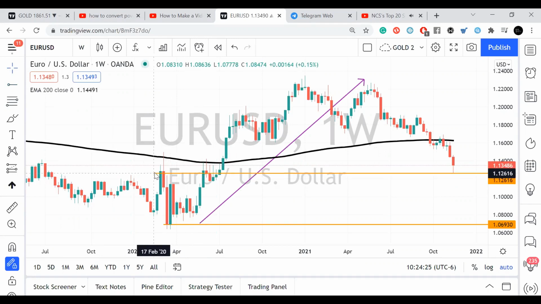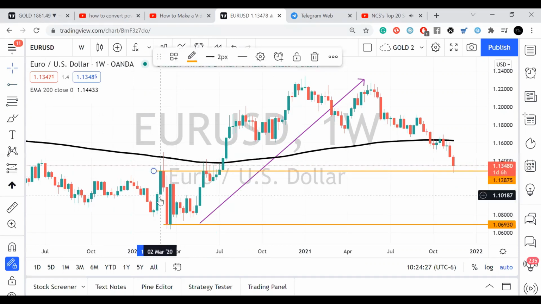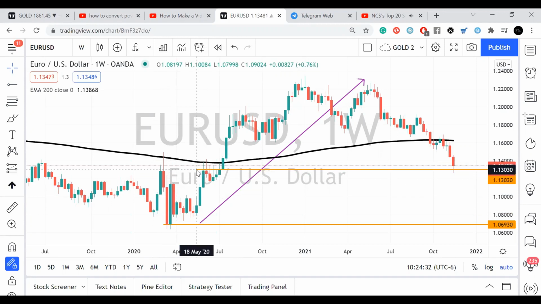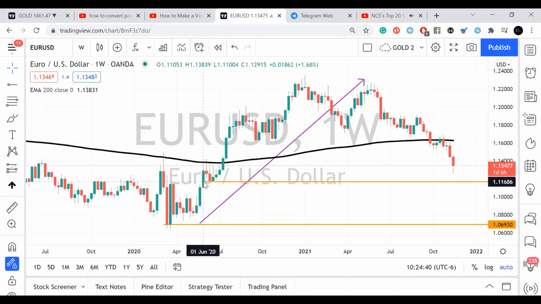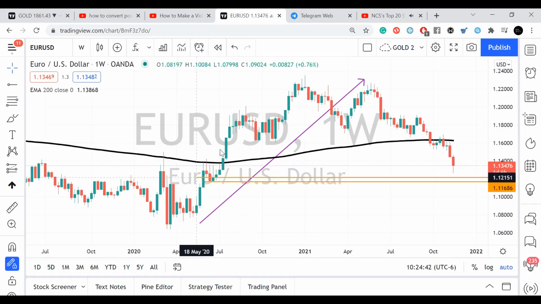You can even see that price was respecting this. It actually gave us a zone. But from here, this is the structure. So price pushed down, price broke the structure till we have, so this is gonna be our low. This is gonna be your high.